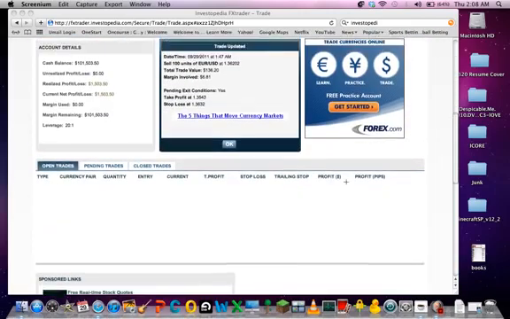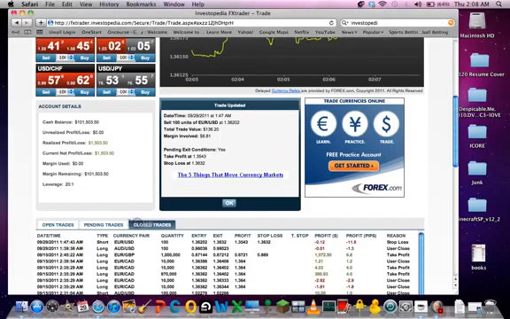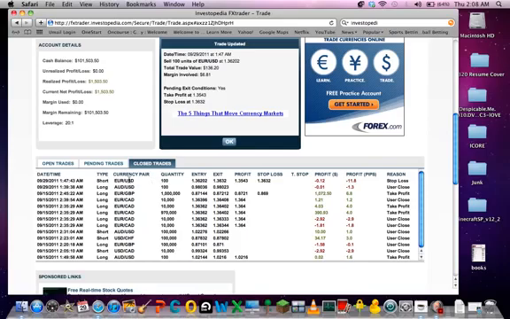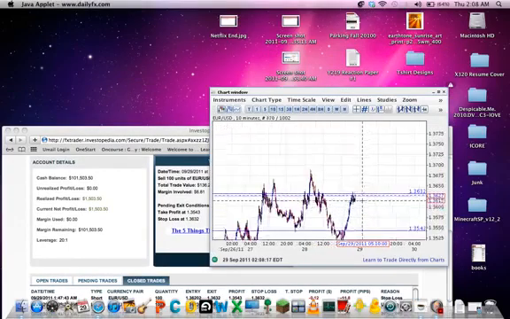Oh, it hit something. So let's see if you go to close trades. So it either hit our stop loss or it hit our take profit. So it looks like it hit our stop loss. So it started to trend up. Let's look at our bigger graph here. Yep, see, it's trended up a little bit.